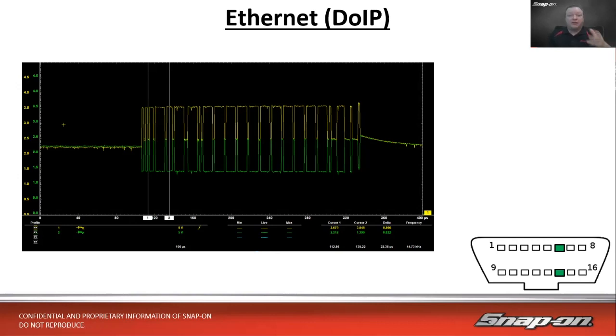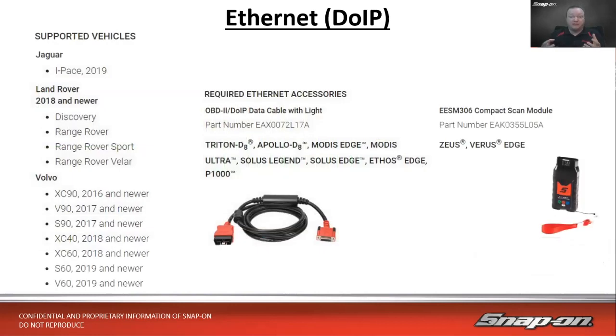Now, in order to communicate with the car internally, since the computer and everything is communicating using Ethernet, you do need specialized equipment if you're going to use a scan tool. I'm not sure about other scan tools, but I know for a fact what Snap-on does. And we support the vehicles listed on the left-hand side. So we have the Jaguar I-Pace 2019 model year, Land Rover 2018 and newer, Discovery, Range Rover Sport, Range Rover Velar, and then all those Volvo models down the bottom. Started about 2016 when they started putting Ethernet in the cars on forward.